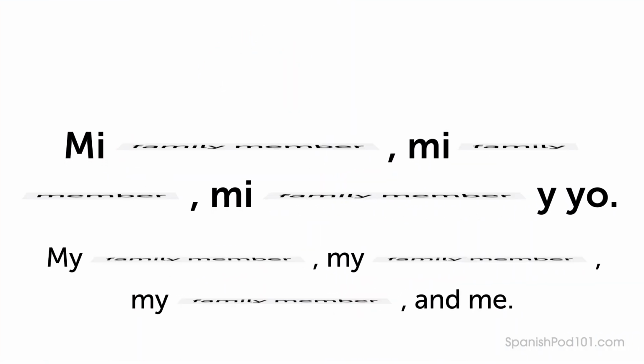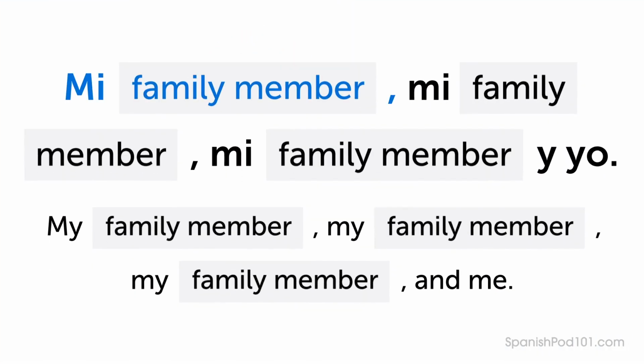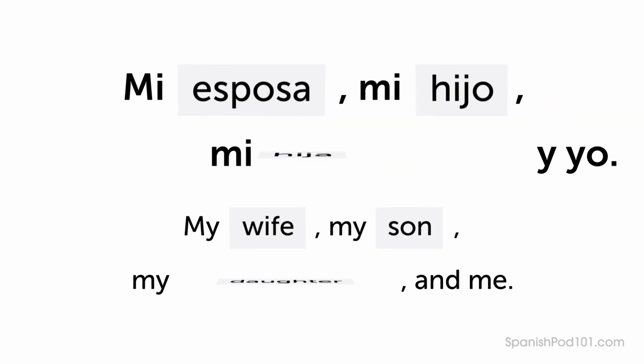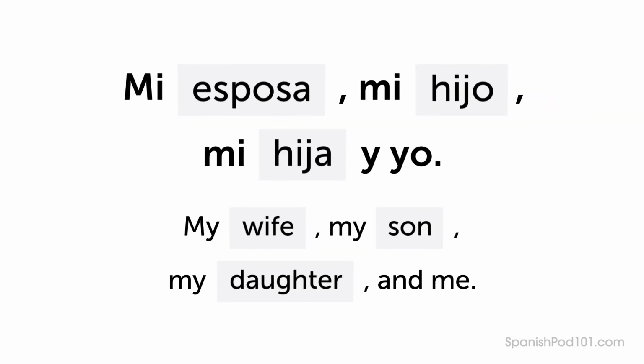The pattern is mi family member, mi family member, mi family member y yo. My family member, my family member, my family member, and me. To use this pattern, simply replace the family member placeholder with the members of your family. Imagine your family members are your wife, your son, your daughter, and you.